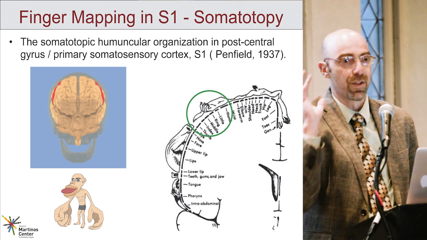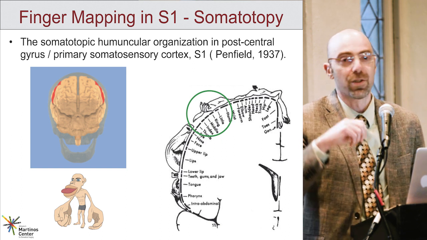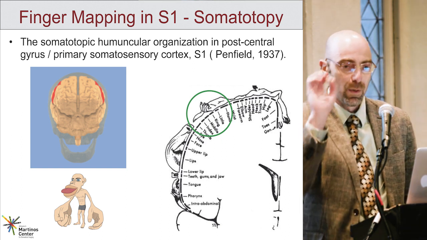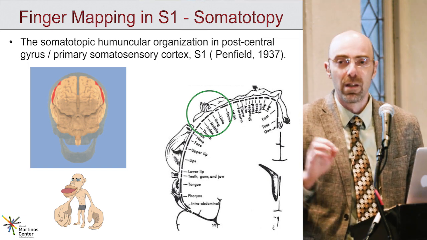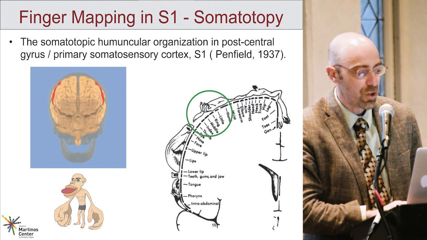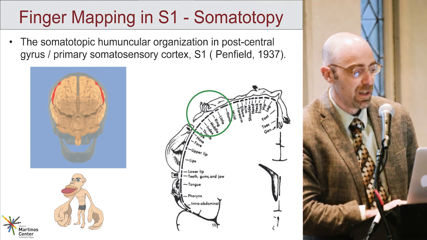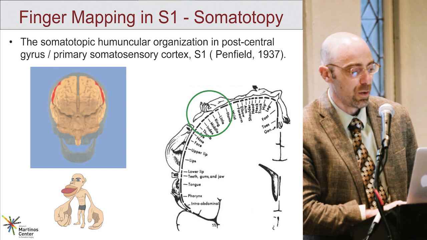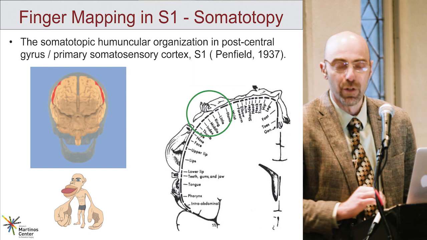He would open up their skull in order to attempt to treat the epilepsy, and the patients are awake throughout this process, and he would zap different parts of their brain and ask the patient where they felt that sensation. And by doing so in multiple patients, he was able to map out this organization of S1. And so you could see the head, the face over here, the hand, the torso, and down to the knee and the leg and the foot.